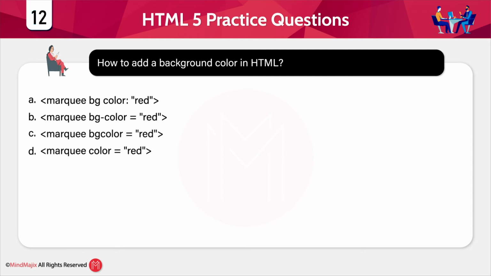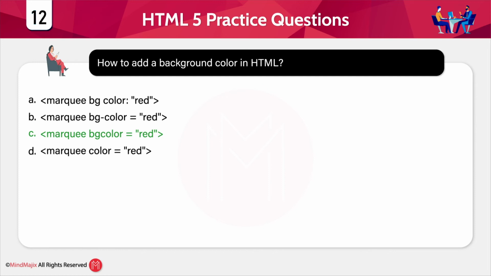For the marquee tag, what does it do? It scrolls the text, either from right to left, or left to right, or bottom to top, or top to bottom, using the direction attribute value. You can scroll the text. But here, how to add a background color is asked. So bgcolor equals red. This is the correct option, guys.